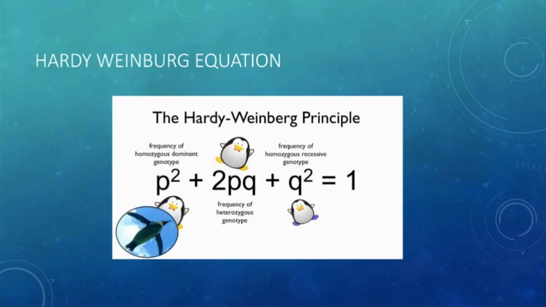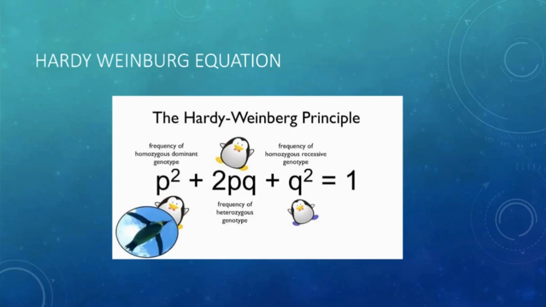So now on to the Hardy-Weinberg equation. The prerequisite to using the Hardy-Weinberg principle is that the allele frequencies must add up to 1. P, which is the frequency of the dominant allele, plus Q, which is the frequency of the recessive allele, must be equal to 1 to represent the entire population, because there are only two possibilities for alleles and they have to add up to 100%. Now, if we know the allele frequencies, we can predict the genotype frequencies.